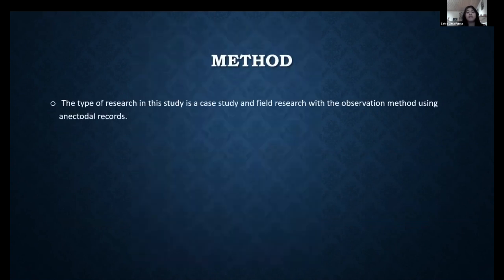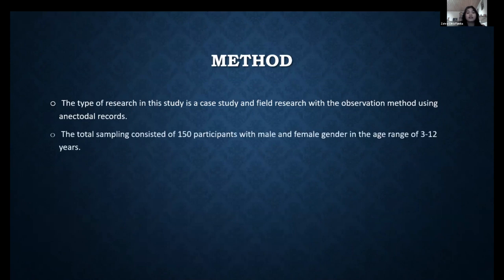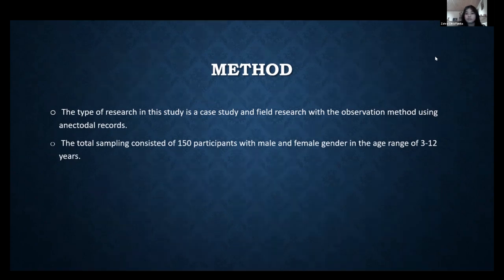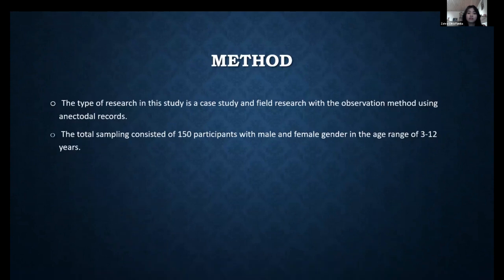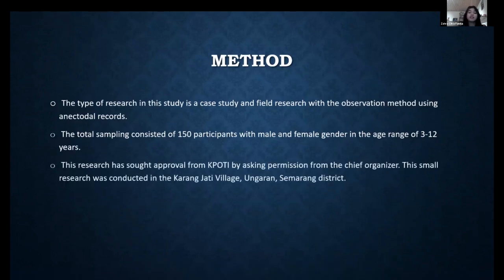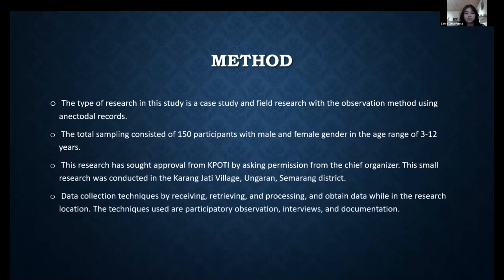About the method of research: the study is field research with the observation method and anecdotal reports. The total sample consists of 150 participants, male and female, in the age range of 3 until 12 years old. And then this research has sought approval from KPOT by asking permission from the chief organizer. This small research was conducted in Karangjati village, Ungaran, Semarang district, Indonesia.